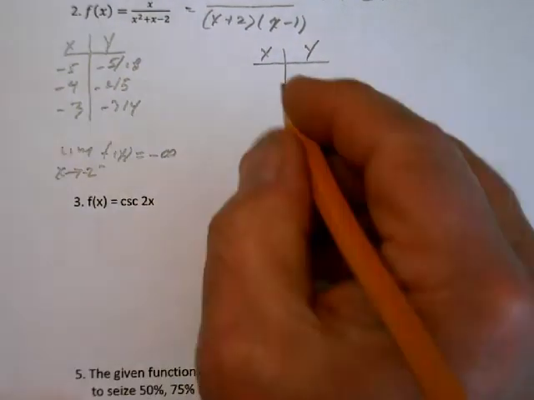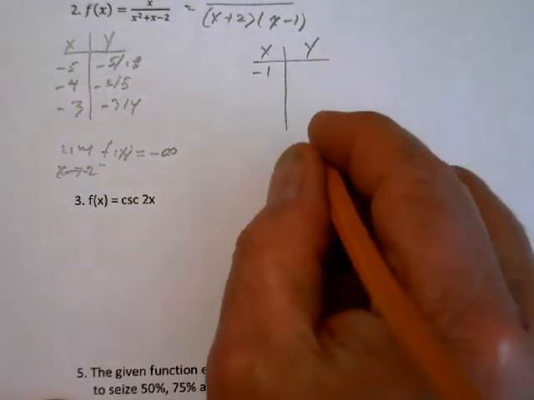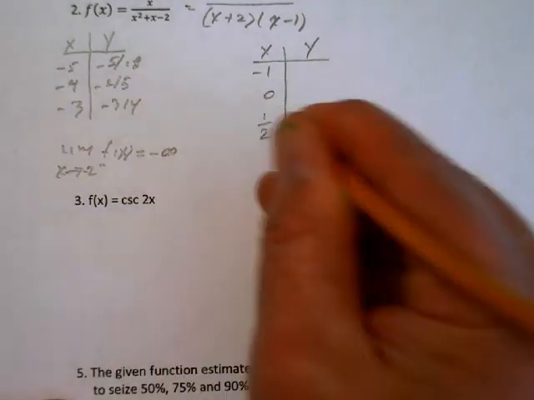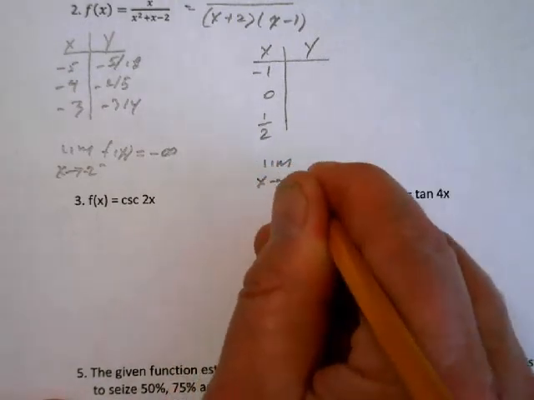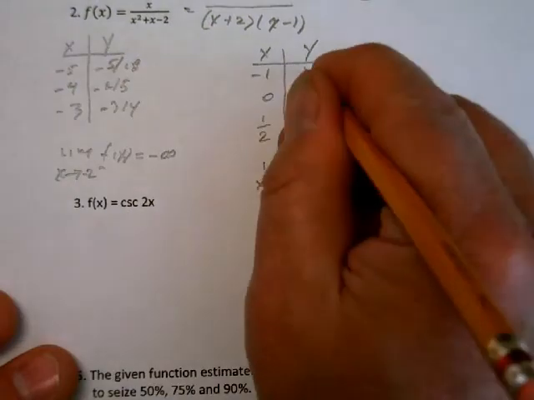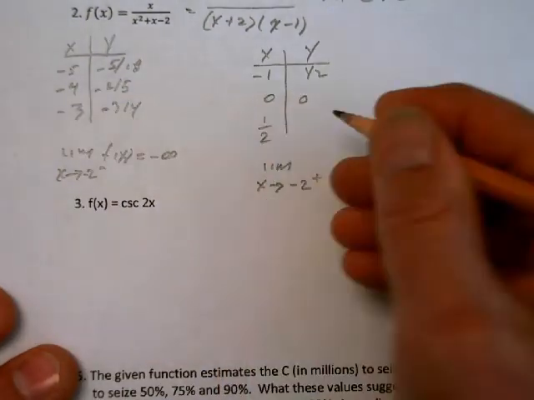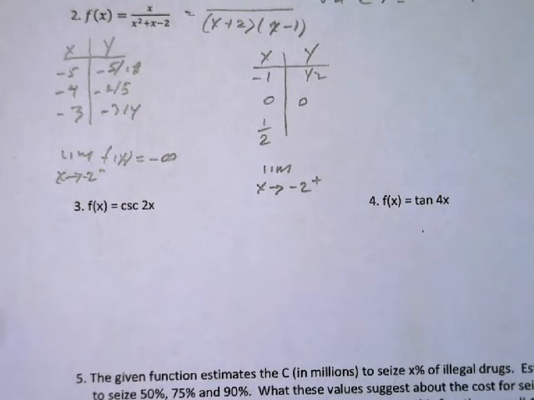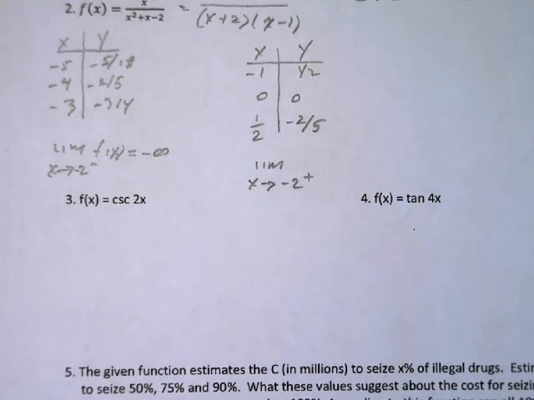Now we're going to take a look at in between them. Actually, yeah, this table will work for to the right of -2 and to the left of 1. If x is 1, y is a half. If x is 0, y is 0. If x is a half, y is going to be -2/5.